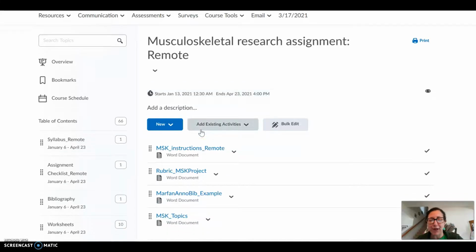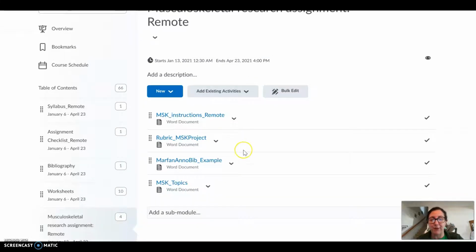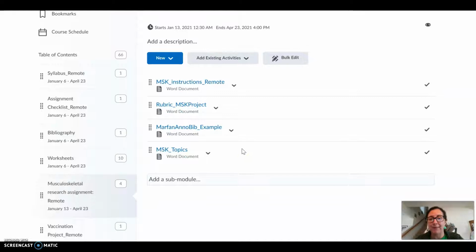is, and you should all be familiar, those are the instructions, so you should all be familiar with that. I've talked about that before. The other thing I want to share with you is the rubric.